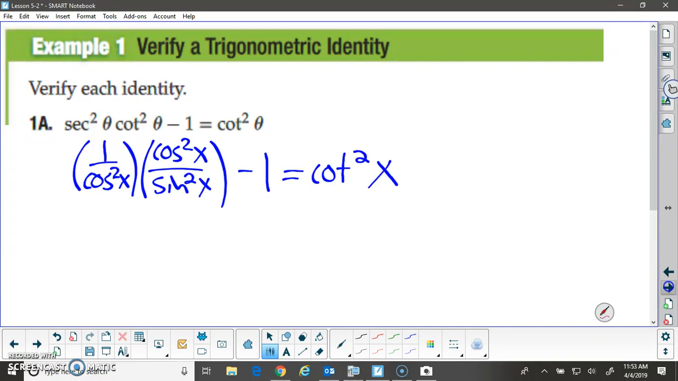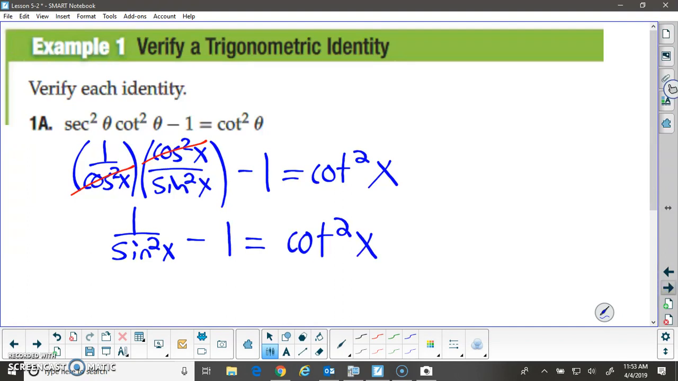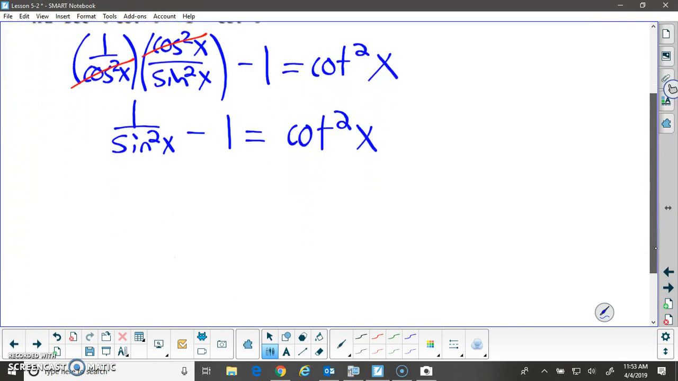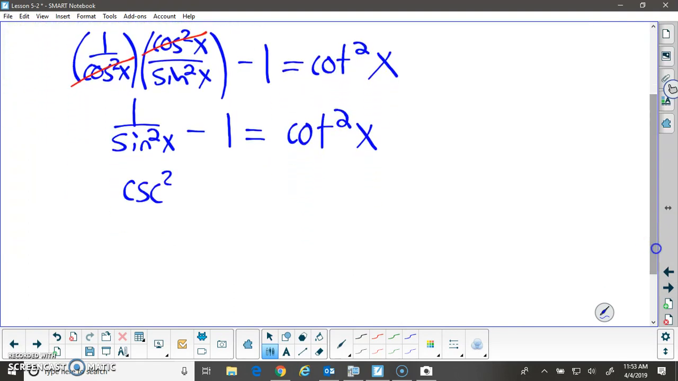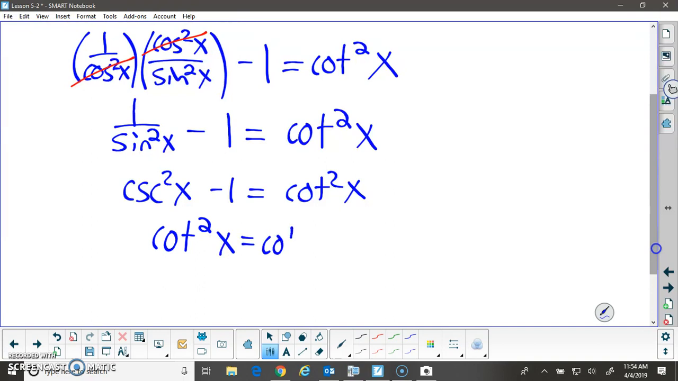All right, so this allows us to cancel the cosine squareds. It gives us a 1 over sine squared. Still got the minus 1. And I like the way this looks because now I can change that 1 over sine squared into a cosecant squared. And that's a Pythagorean identity equal to the cotangent squared. And I've now verified that the left side equals the right side.